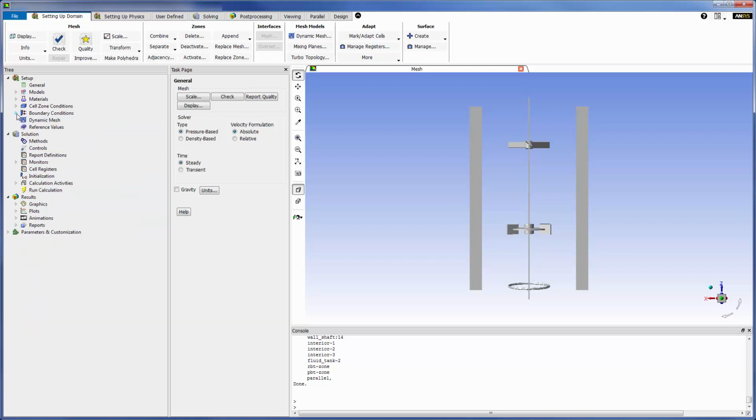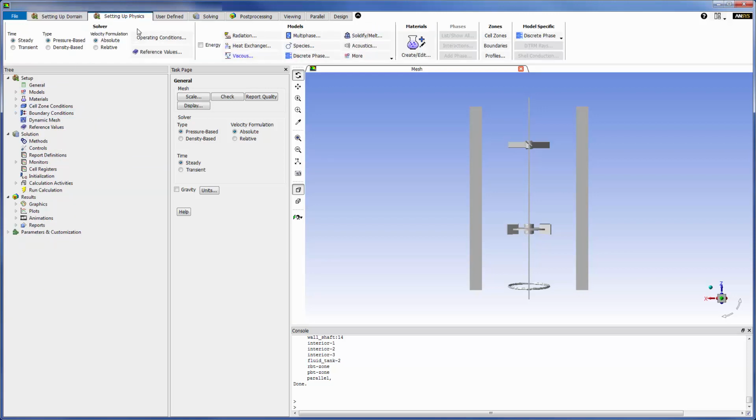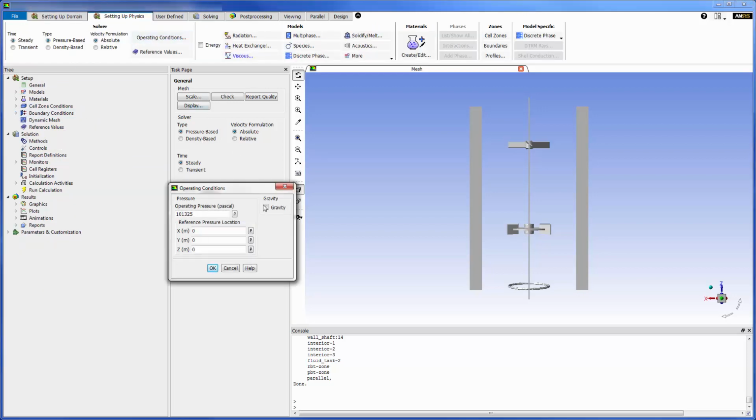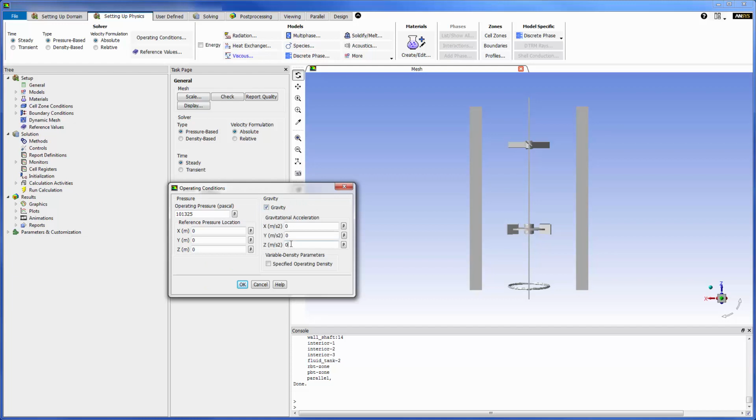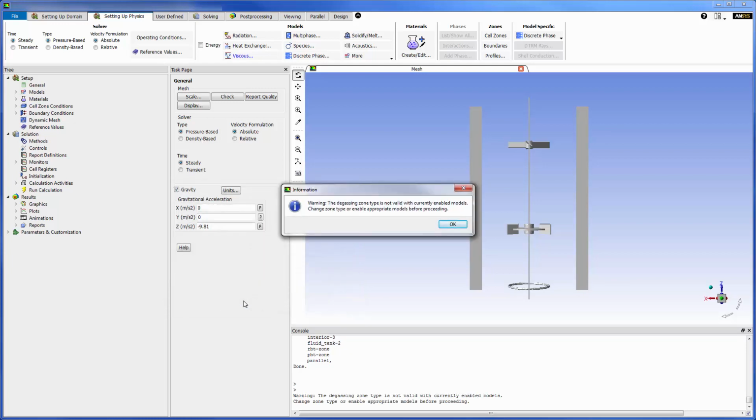Now to set up the simulation. First, I need to specify the operating conditions. In this case, competition between opposing gravitational and buoyant forces influences the movement of produced air bubbles. To account for this, I will include gravitational acceleration and set an operating density equal to that of air. Note that for multi-phase flows, the operating density should be set to the density of the least dense phase.